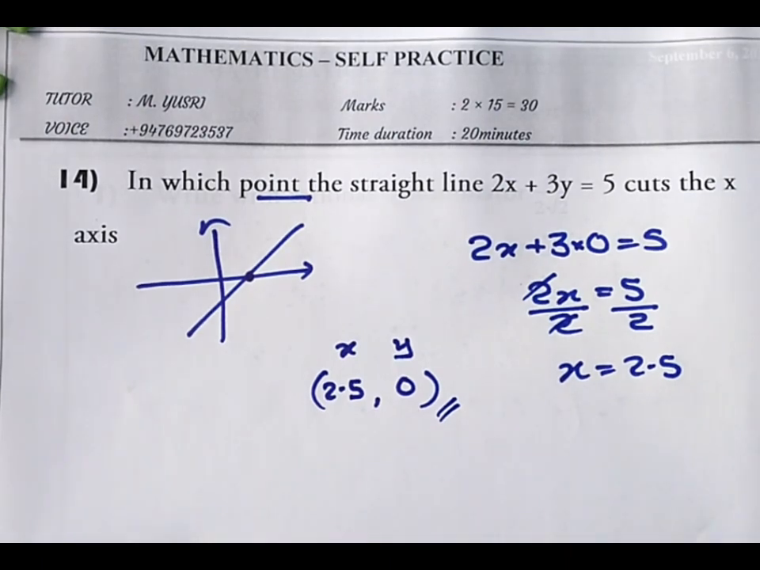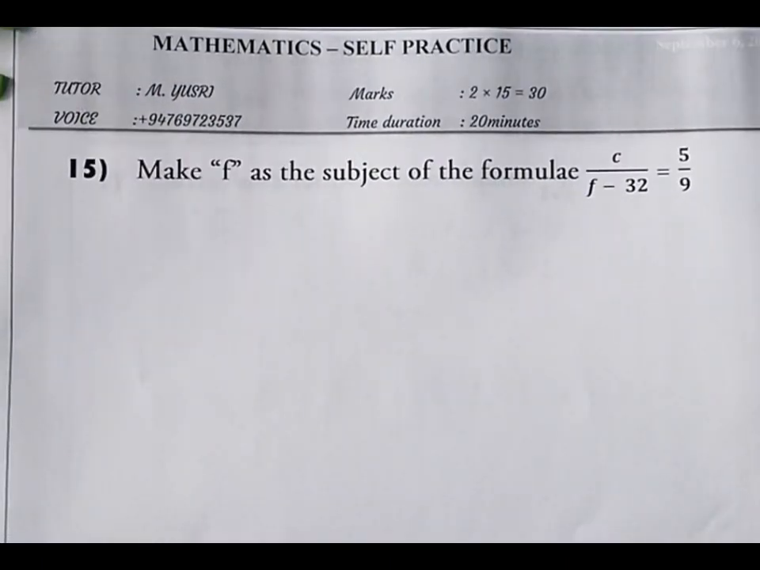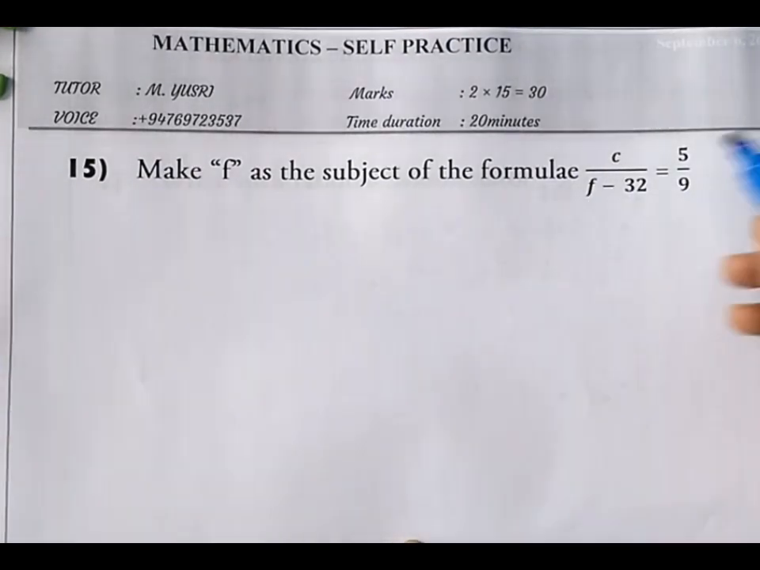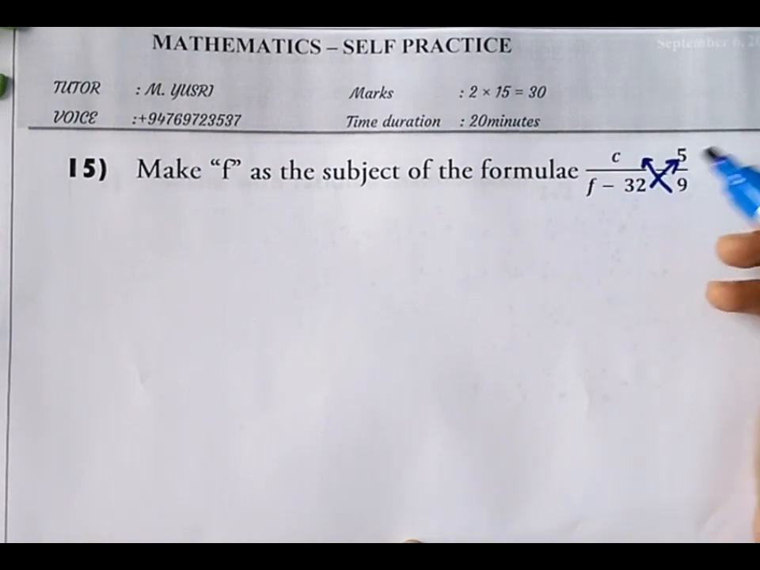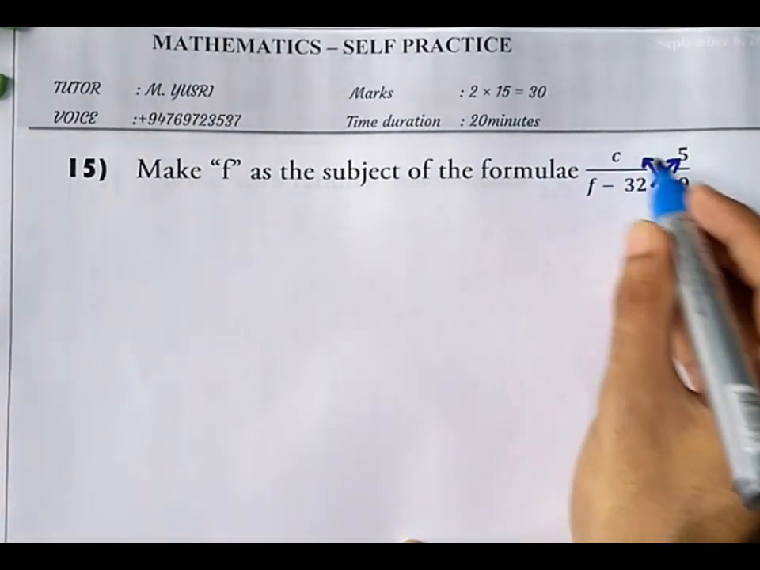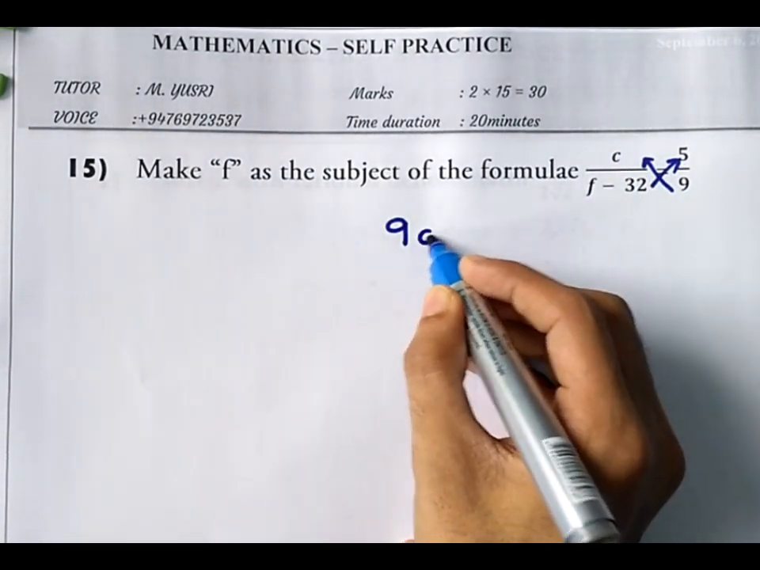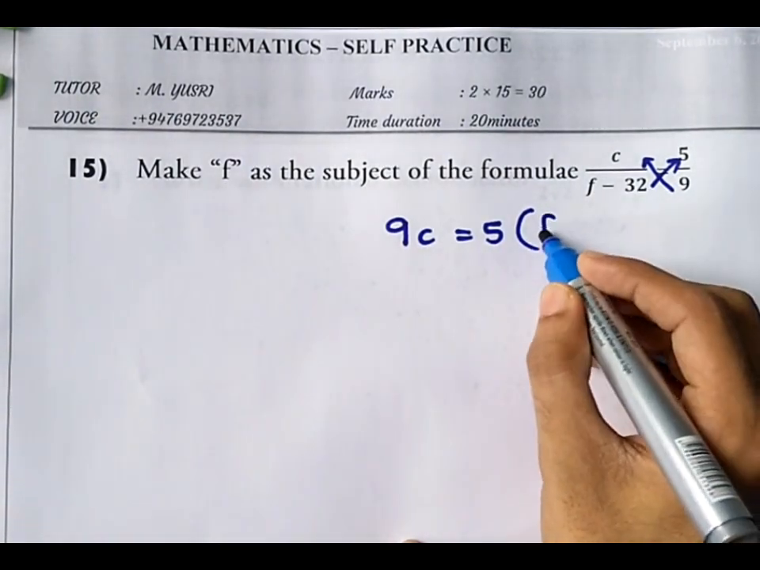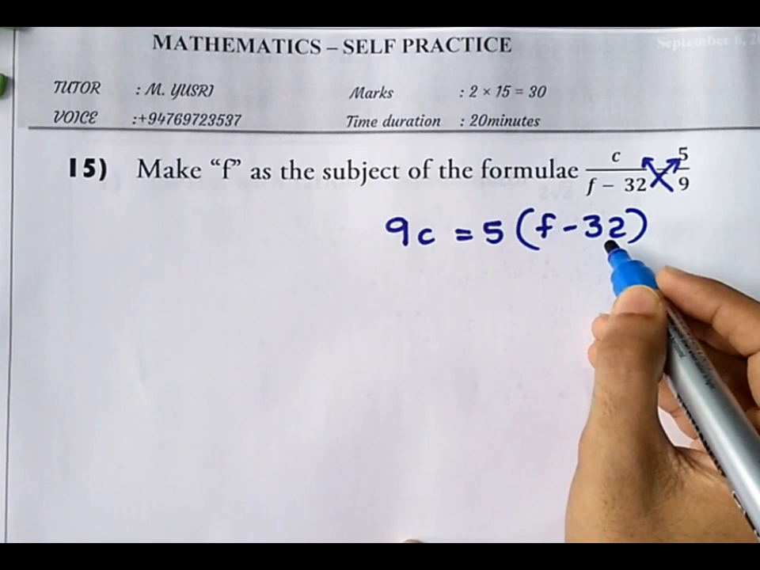And we'll move to the last question. So how to subject f? First of all, here you can see f is in the denominator. So we have to consider cross multiplication. So c into 9, we can join them both. 9c equals 5 multiplied by the denominator f minus 32. Okay, right.